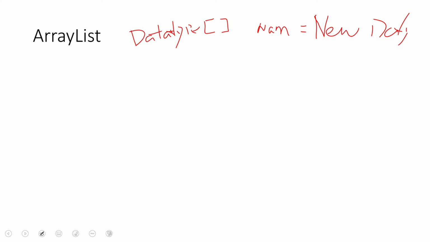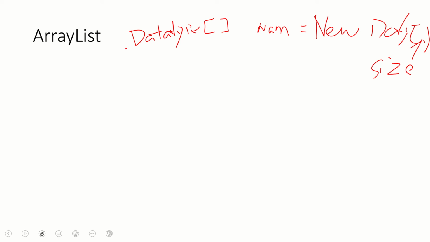Okay, so let's get back to ArrayList. We know how to create an array, using the data type, bracket, right? So the data type with the name, then you get new data type, right, with the size.